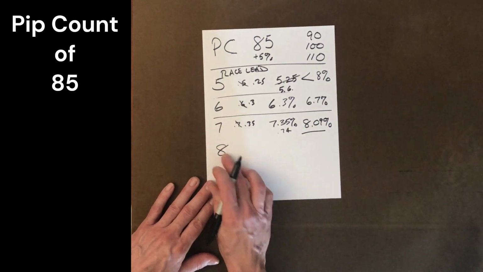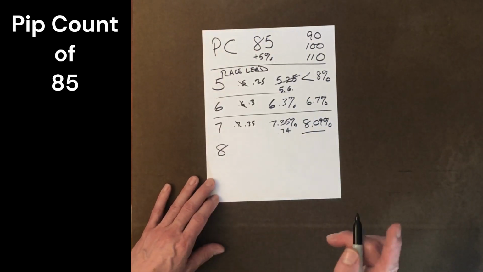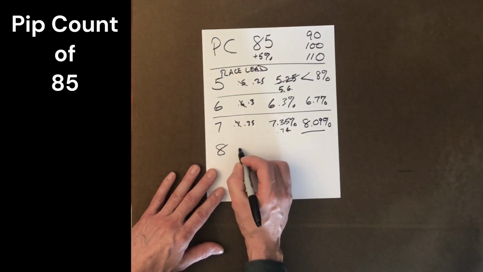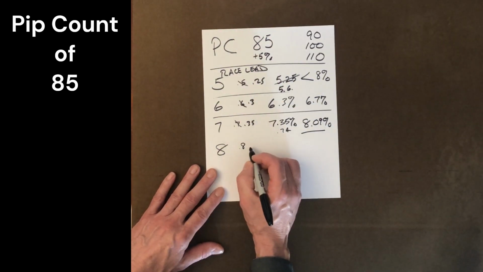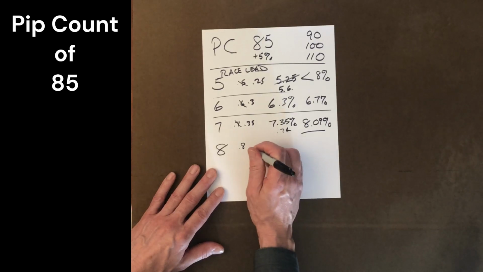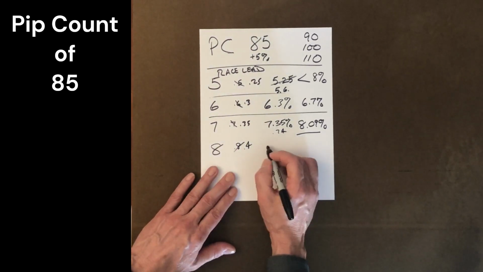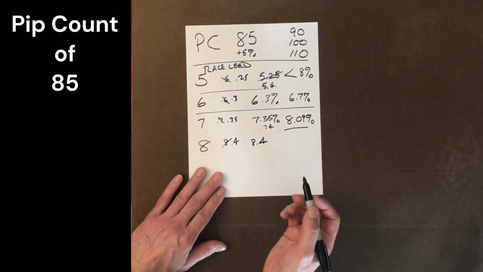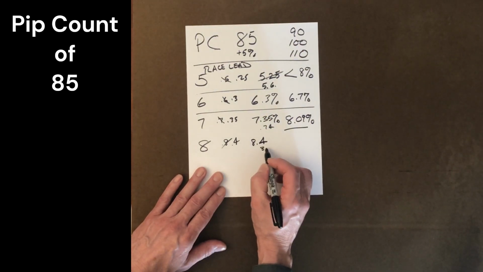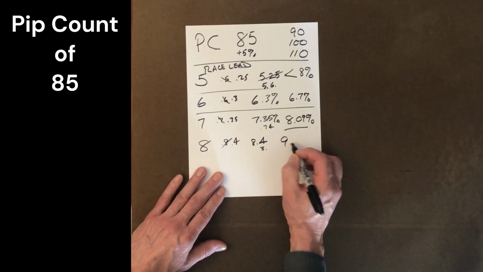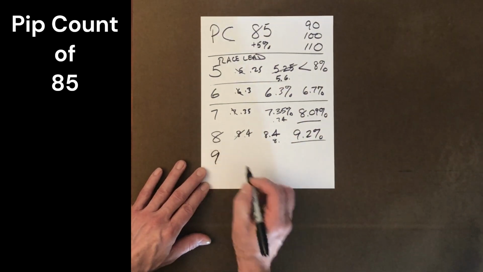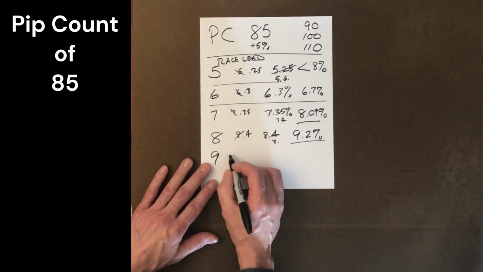85, pip lead is 8. That's pretty close. It's going to be close to 10%, isn't it? So we're going to add 5% to that. 10% would be 0.8. 5% would be 0.4. Just going to have that. 8.4%. And then if we add 10%, we're going to be adding 0.84. So this becomes like a 9.2%, something like that.